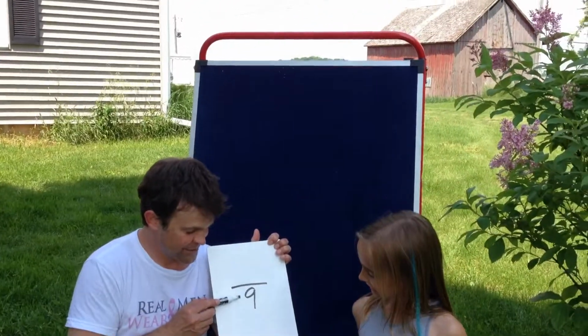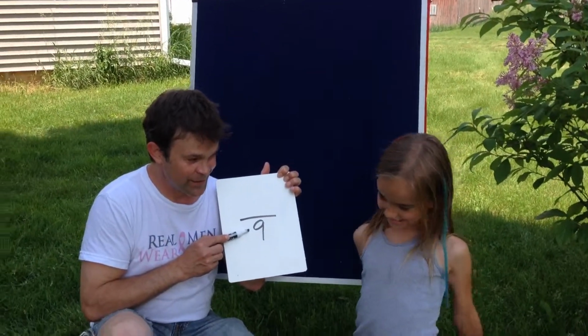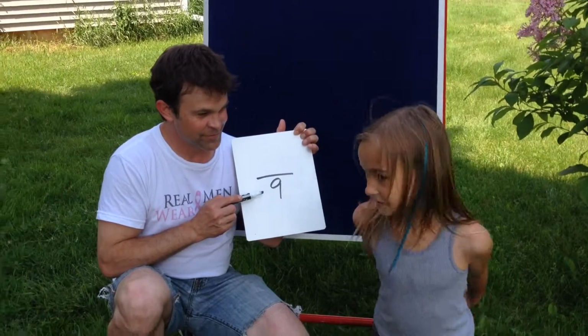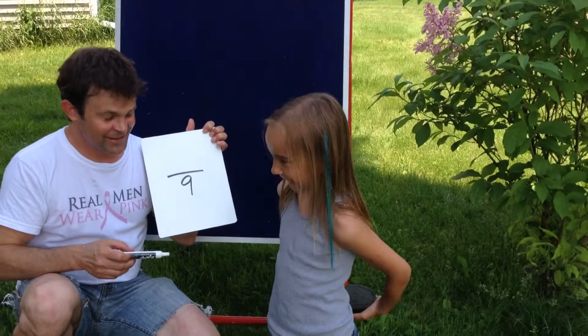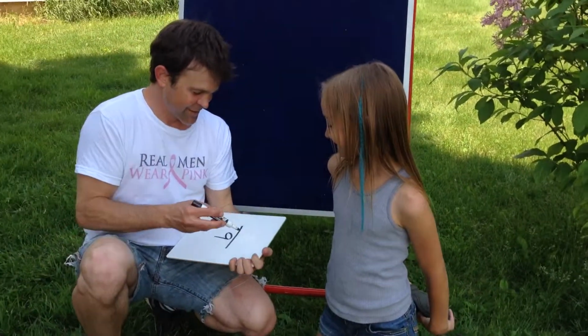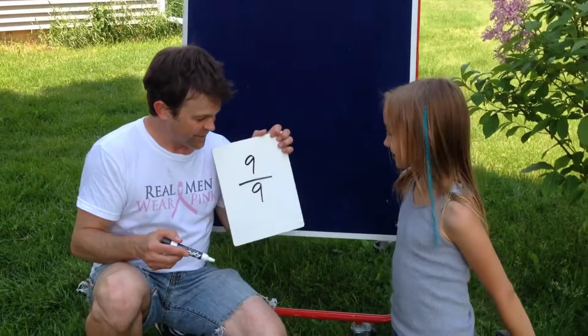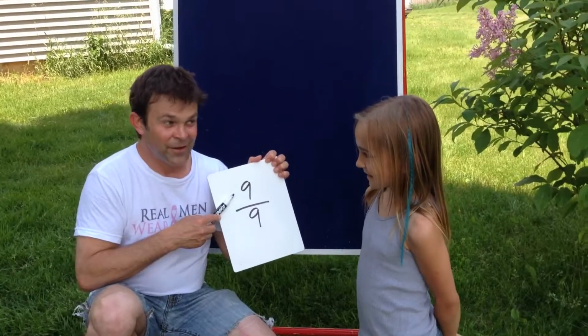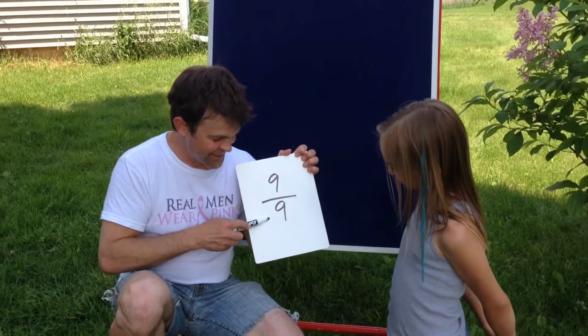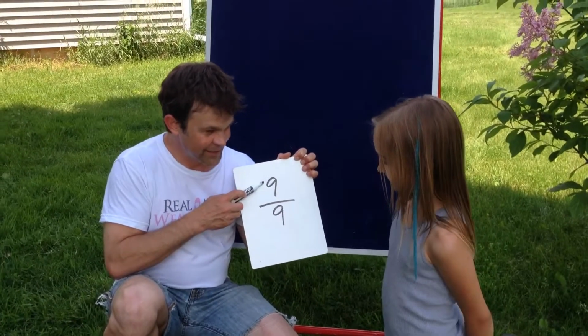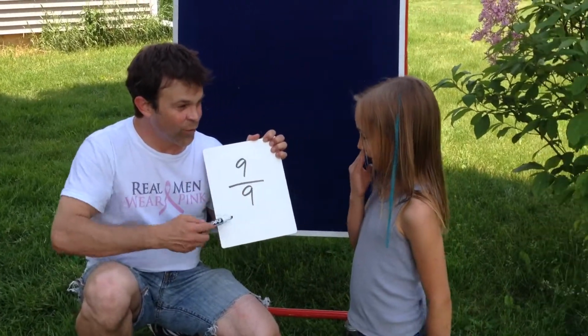I'm going to turn it into a fraction. You know what it's called now. It's a 9, but it's at the bottom of the fraction. Denominator. Yes, denominator. And if I put a 9 on top, now this 9 is the numerator. The numerator and the denominator. 9 ninths. That's a whole thing.